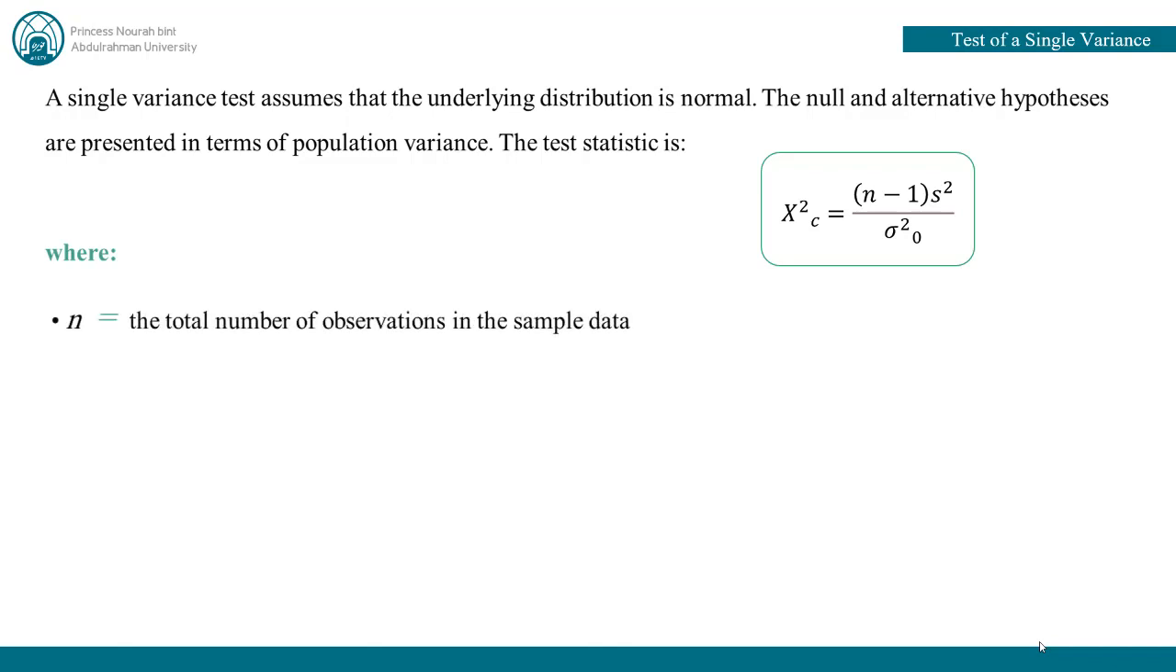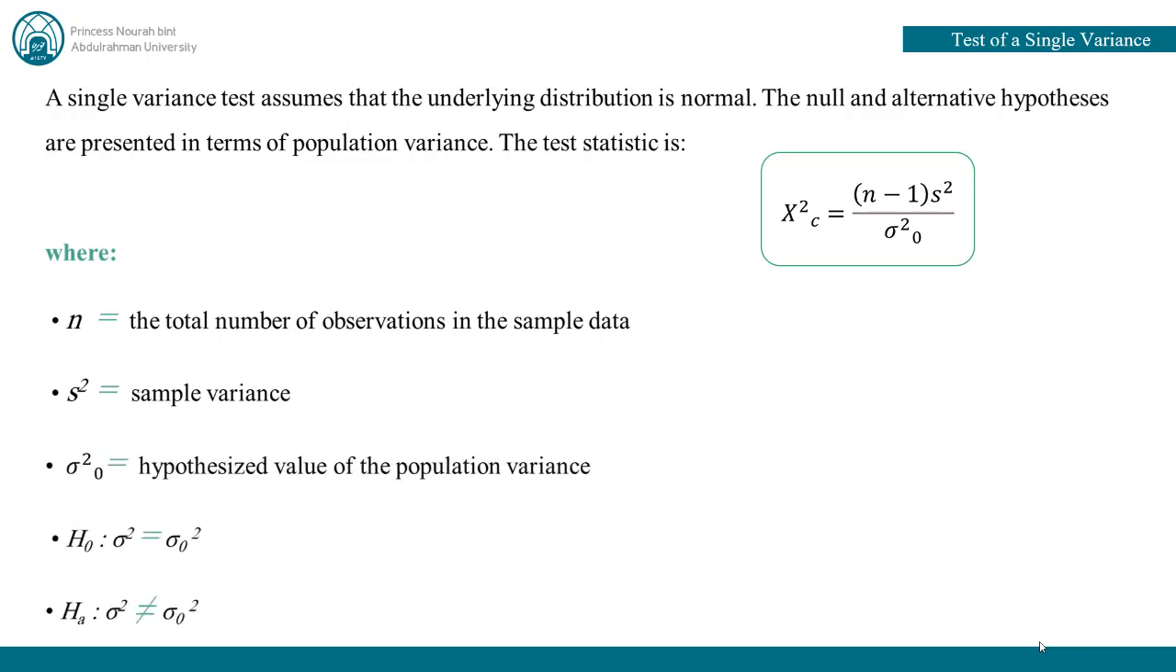Where n is equal to the total number of observations in the sample data. This n represents the sample size, the number of elements in our sample. S square is the sample variance, and sigma square under the null is the hypothesized value of the population variance.